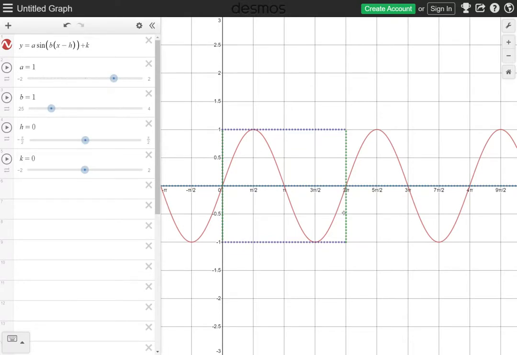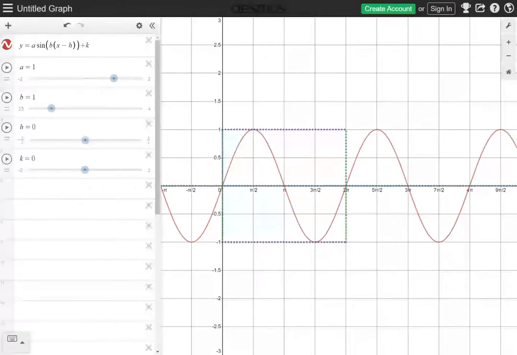You have two vertical green lines. Those are going to represent the beginning and end of one period. So right now, y equals sine of x has a period of 2 pi. The purple lines that are horizontal represent the max and mins. And then there's a blue dashed line right through the middle. That's going to be our midline. And we're going to see how each thing is affected by the various parameters.